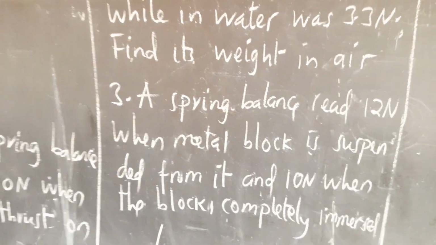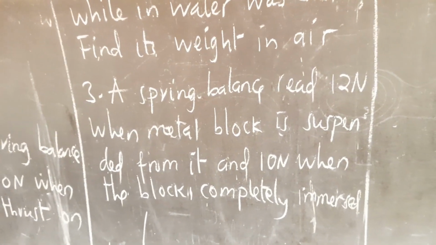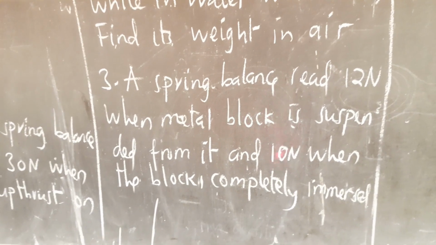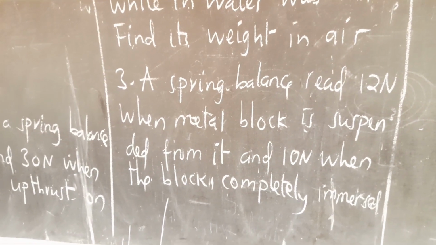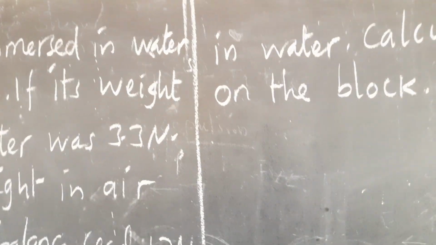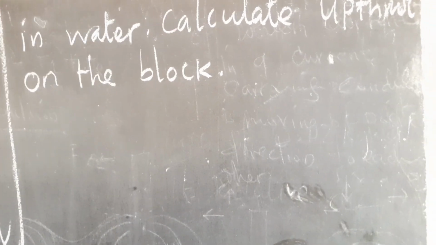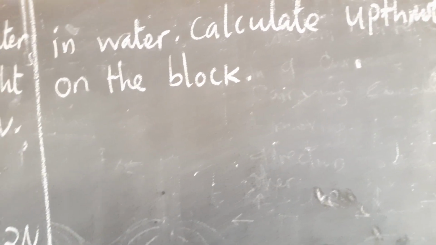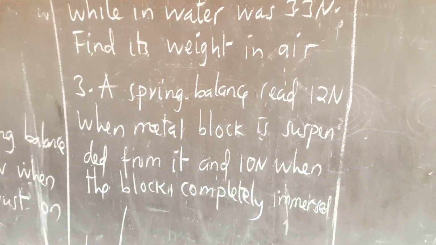The last question: a spring balance reads 12 Newton when the block is suspended from it, and 10 Newton when the block is completely immersed in water. Calculate the upthrust on the block.